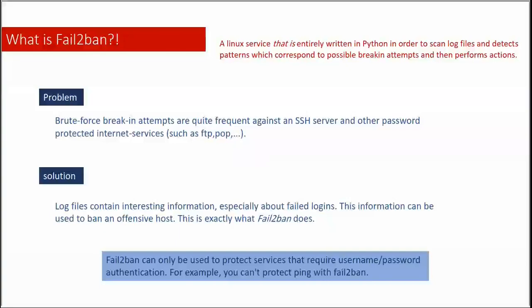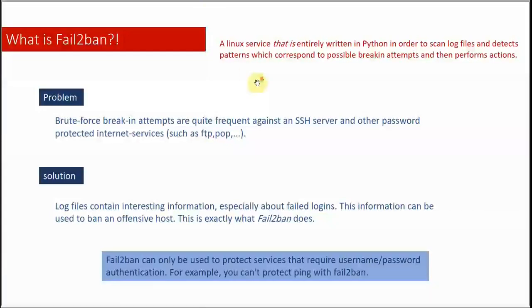Generally, fail2ban is used to update firewall rules to reject the IP addresses for a specified amount of time, although any arbitrary other action could also be configured. There are default filters for fail2ban you can use or write on your own. There is a point: you can use fail2ban only to protect services that require username and password authentication. For example, you can't protect ping with fail2ban. There are other ways.